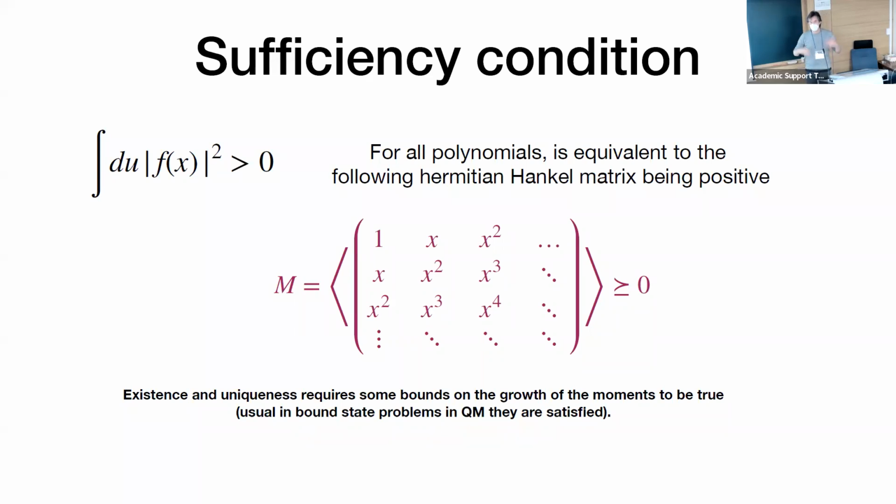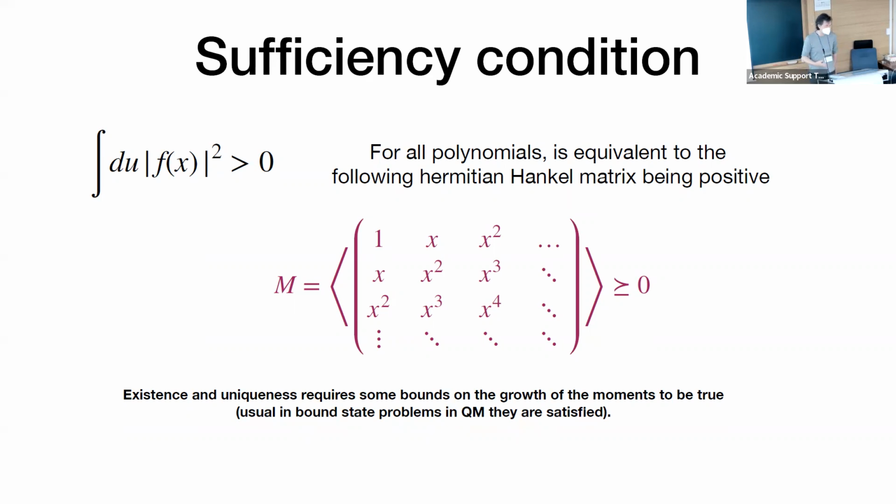So Hankel matrices show up in a lot of problems in mathematical physics. The reason you might want to care about this is because Hankel matrices are easier to diagonalize than other matrices. But other than that, this is just the matrix that you have, and you need to show that this matrix is positive semi-definite.